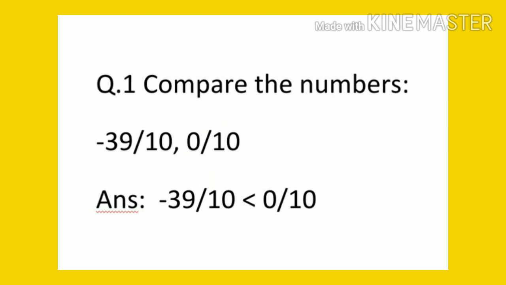Here children, minus 39 upon 10, 0 upon 10. In this question, both terms have the same denominator. So here we have to compare the numerators. Minus 39 and 0. Is minus 39 greater or is 0 greater, children? Yes, 0 is greater than minus 39. So our answer will be, children, minus 39 upon 10 is less than 0 upon 10.